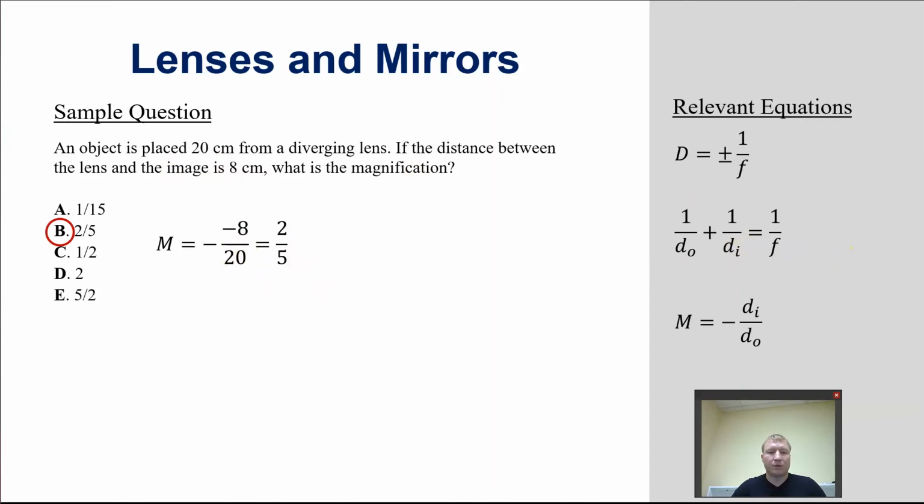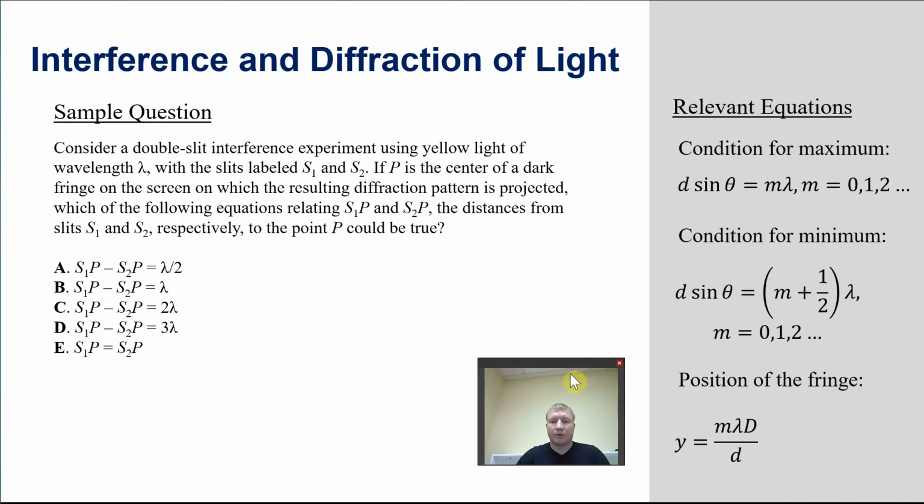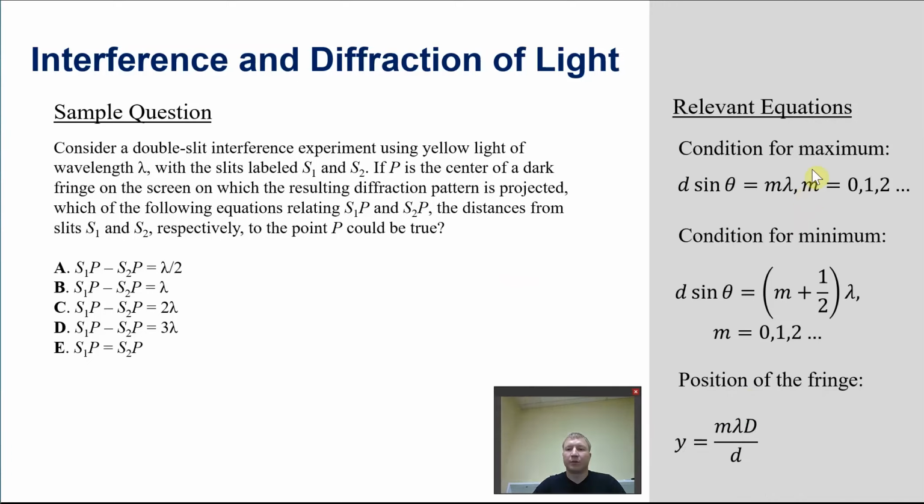Okay, so let's go to the next question. Okay, so this is about interference and diffraction of light. So relevant equations. Of course, here is the condition of the maximum for double slit interference, and this will be the same for diffraction as well.